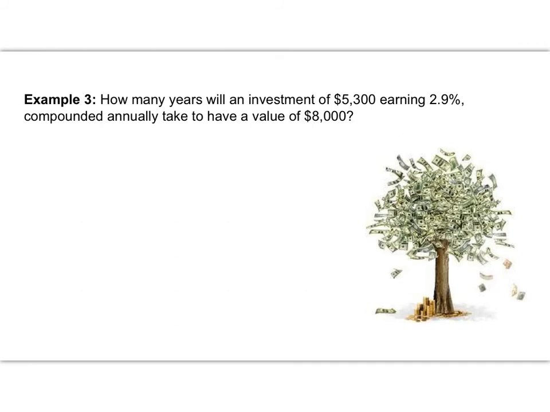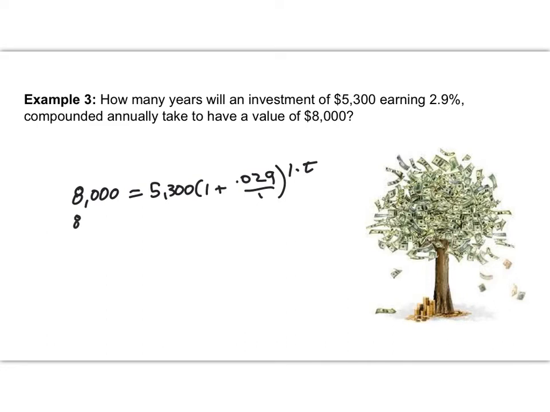All right, so let's do an example. How many years will it take an investment of $5,300, earning 2.9% interest compounded annually, to have a value of $8,000? So we want to end up with $8,000. We're starting out with $5,300. Our rate is 1 plus, and we need to change that to decimal, 0.029. It's compounded annually, so this is over 1, which I don't really need to write, but I'm doing it just for the heck of it, to the 1 times t.